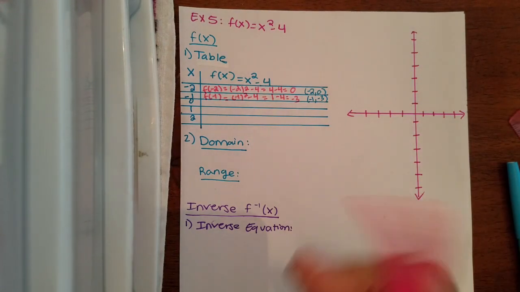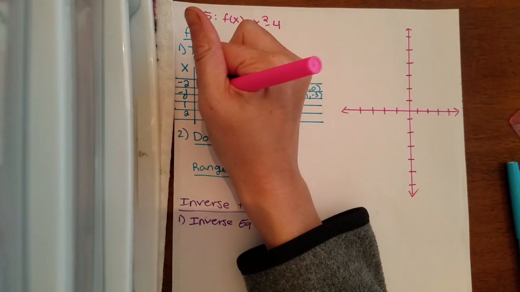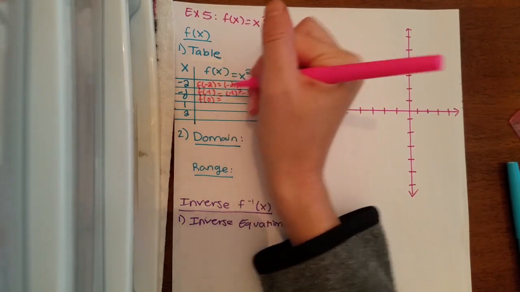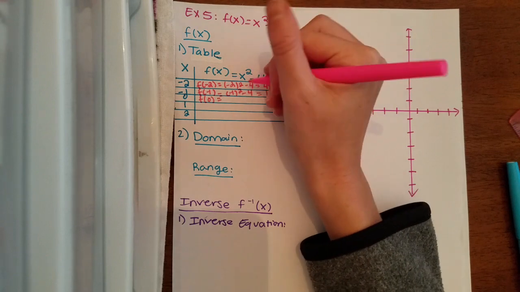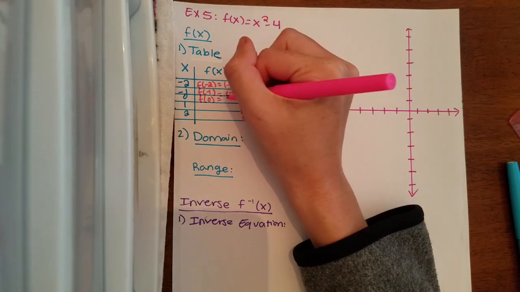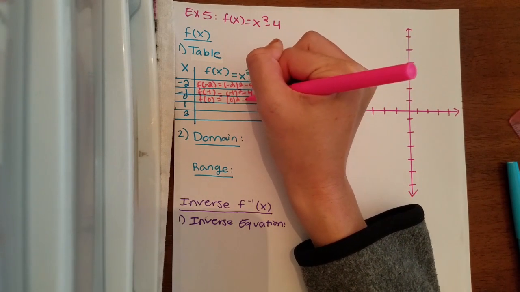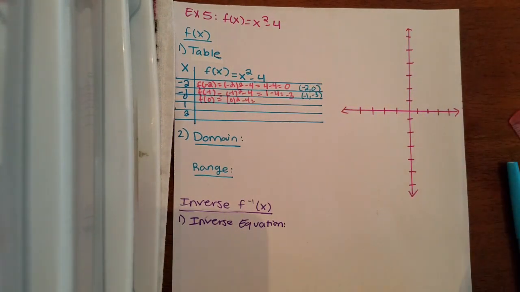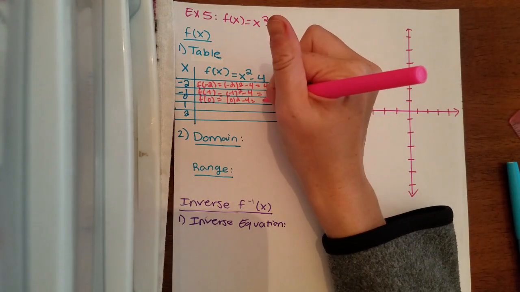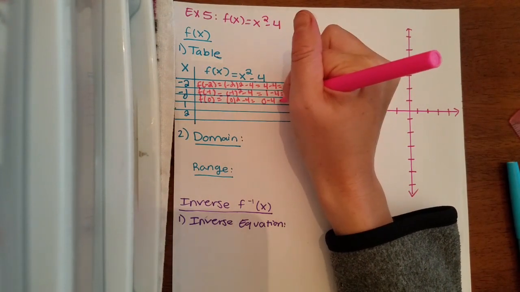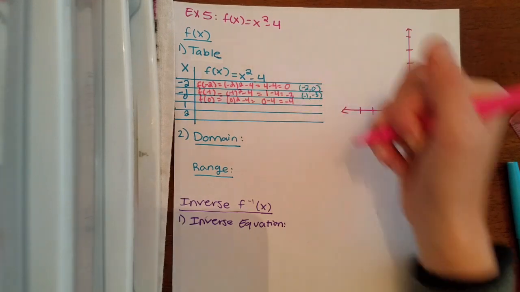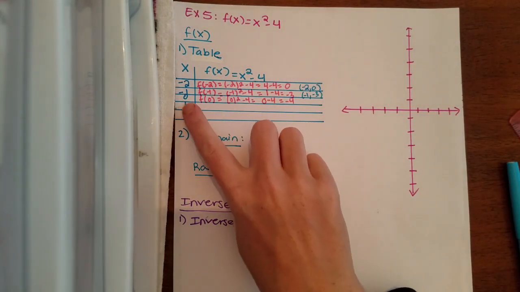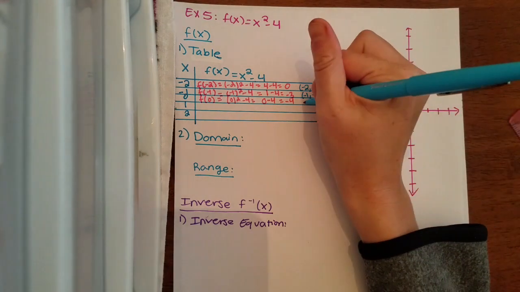Alright, let's move on to 0. F of 0. So 0 raised to the second power, we're going to substitute 0 in for x. Then minus 4. Alright, so 0 squared is going to be 0. And 0 minus 4 is -4. So my next point I'm going to plot is that 0, -4.